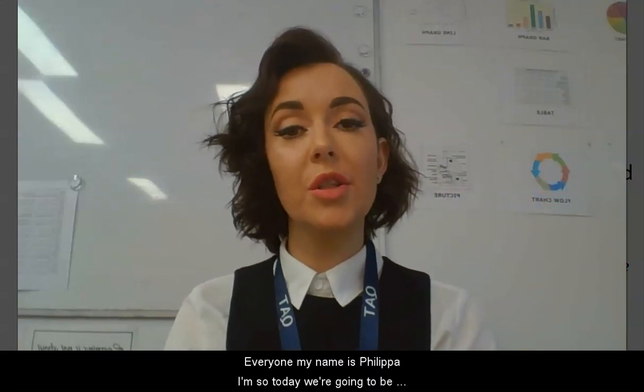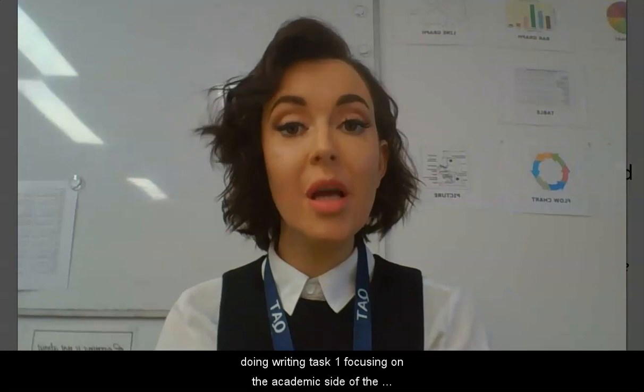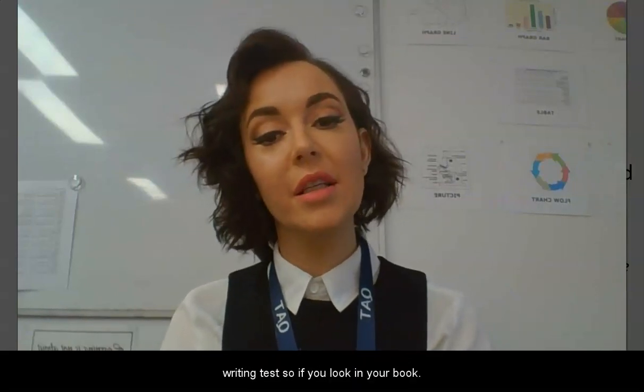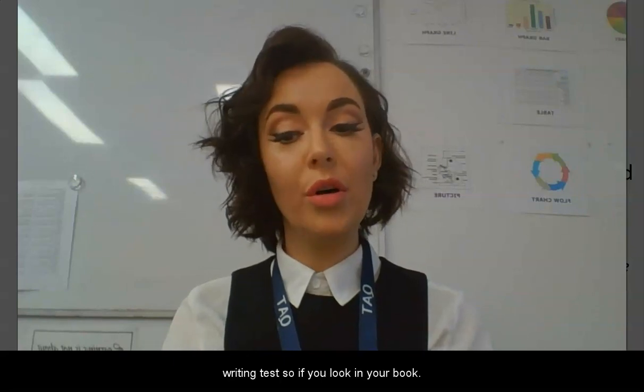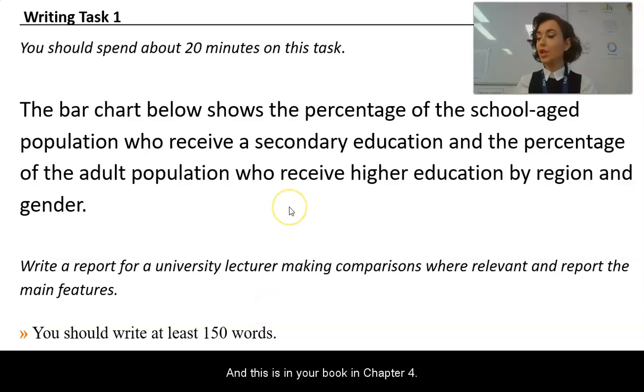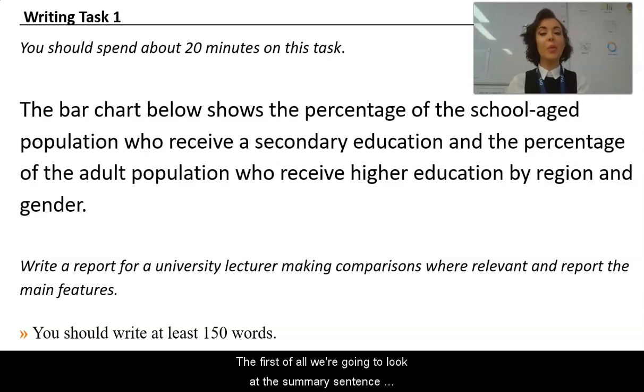So today we're going to be doing writing task 1, focusing on the academic side of the writing test. So if you look in your book, you will see a diagram. In fact, it is 2 bar graphs, and this is in your book in chapter 4. Okay, so first of all, we're going to look at the summary sentence.